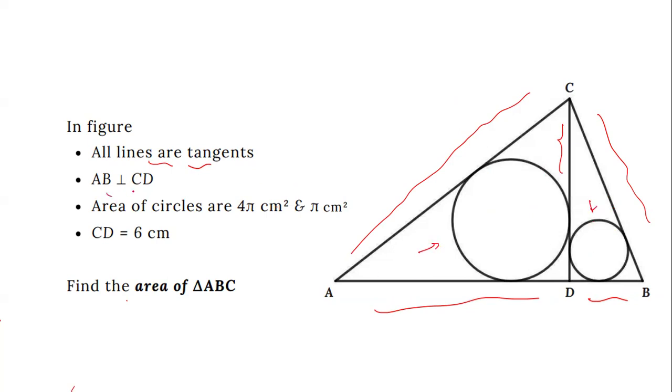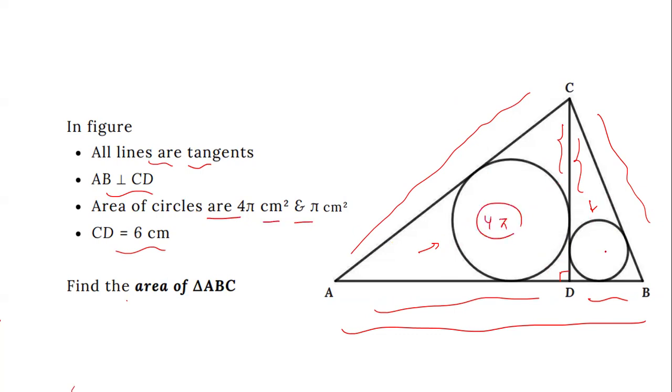Here it is given that AB is perpendicular to CD. So you can see that this AB line is perpendicular to this CD line. CD value is given as 6 centimeter. Area of the circles are 4 pi and pi. Means this is bigger, so this is 4 pi and this area is pi. These information are given in the problem. So we have to find the area of the triangle ABC.